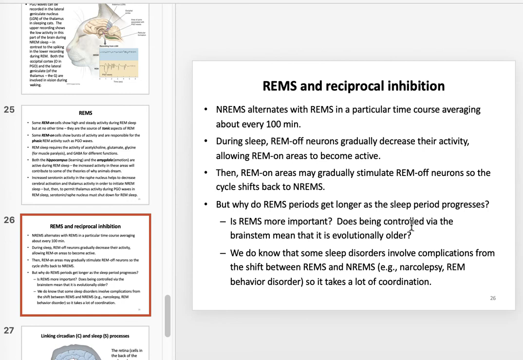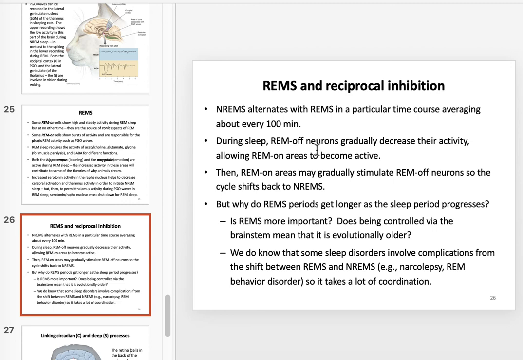Okay, and so what we often think about is reciprocal inhibition. And so the idea here is that REM on areas may gradually stimulate REM off neurons that then turn REM sleep off, so that we can cycle back through non-REM. In other words, it's a circular pattern, and that's probably what's explaining why we have components of non-REM and REM sleep every 90 to 100 minutes, and we have cycles, so we're alternating back and forth. And as these neurons kind of like a light phase in and phase out, phase in and phase out.